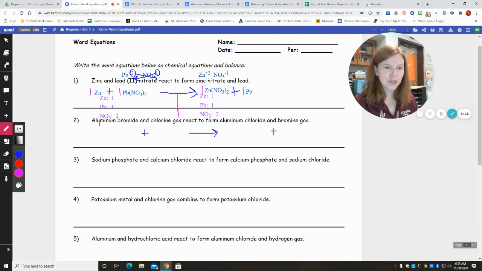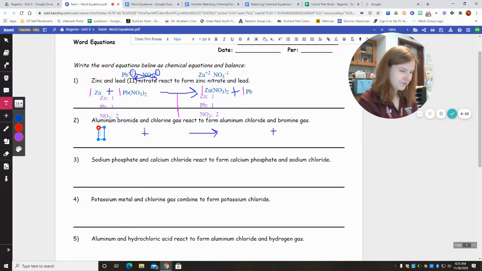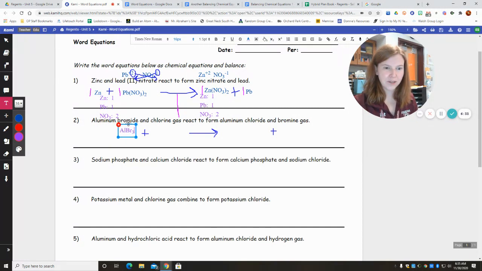All right, let's take a look at number 2, aluminum bromide. Aluminum is Al. It has a +3 charge. Bromide is just bromine with a -1. So aluminum with a +3, bromine with a -1, cross and drop, you wind up with AlBr3.